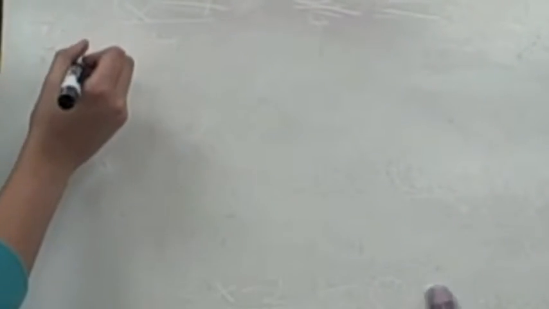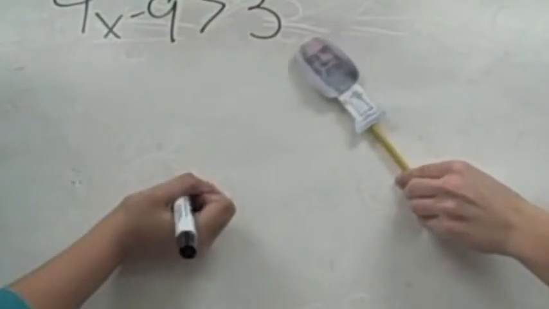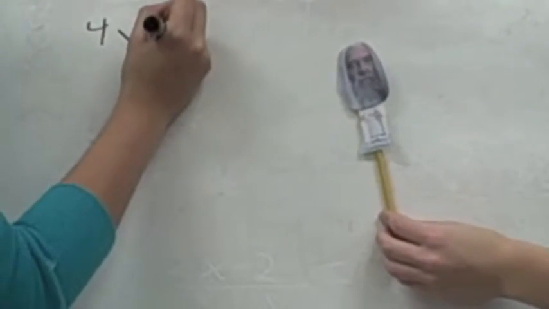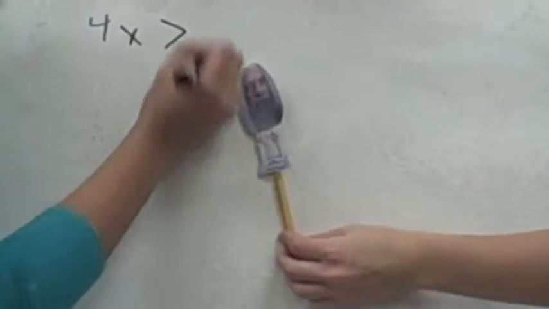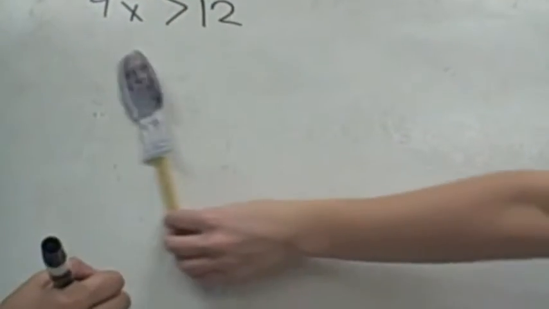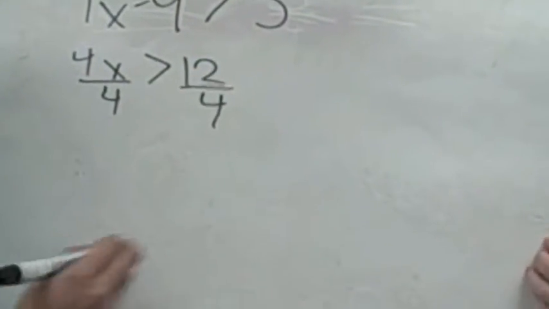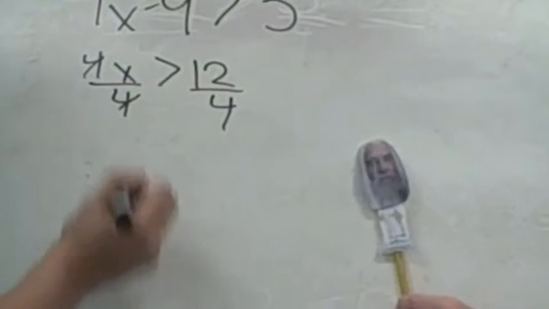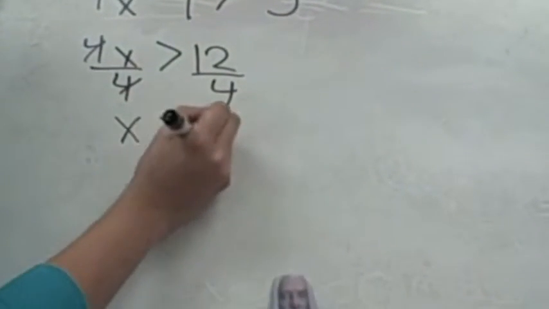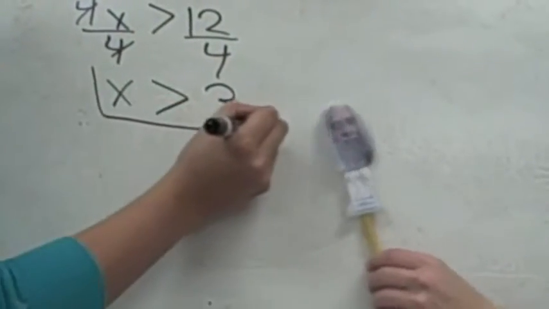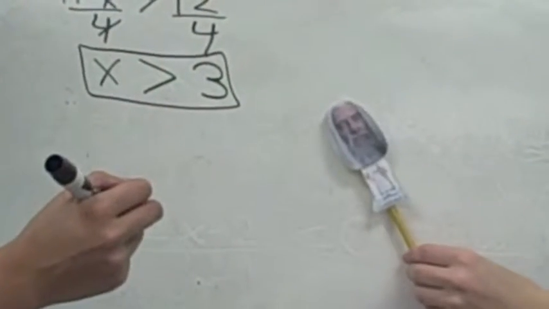We are going to use 4x minus 9 is larger than 3. To be rid of the 9, we are going to add 9 to both sides, which gives 4x is larger than 12. Now we are going to divide both sides by 4, canceling both 4's on the one side, leaving x, and 12 divided by 4 equals 3. Therefore, x is larger than 3.